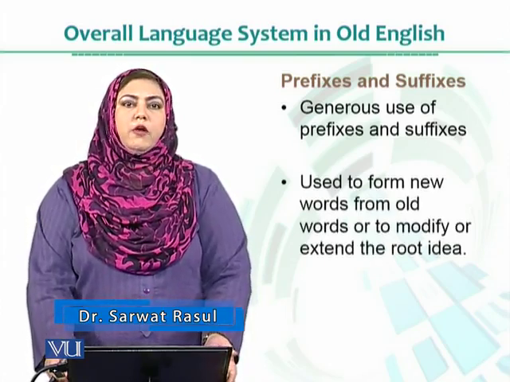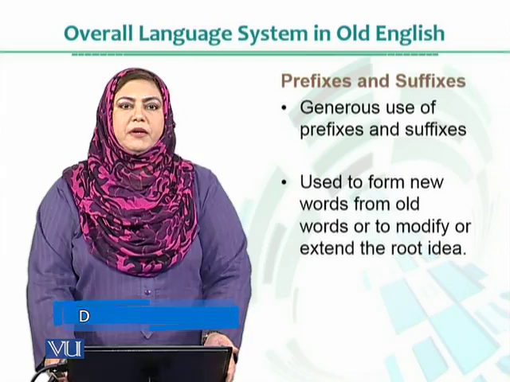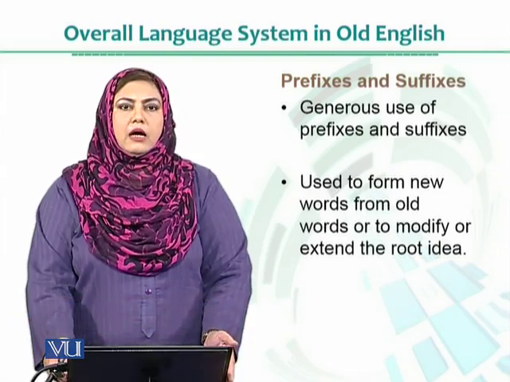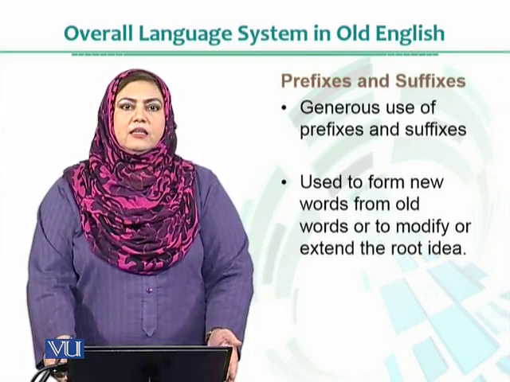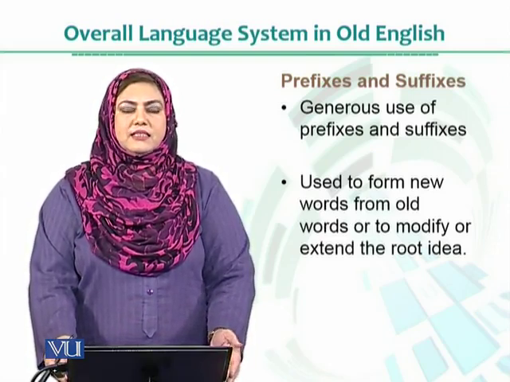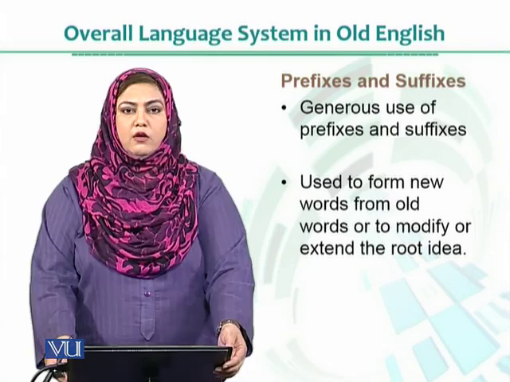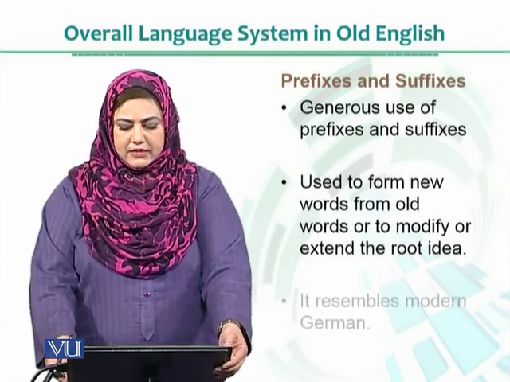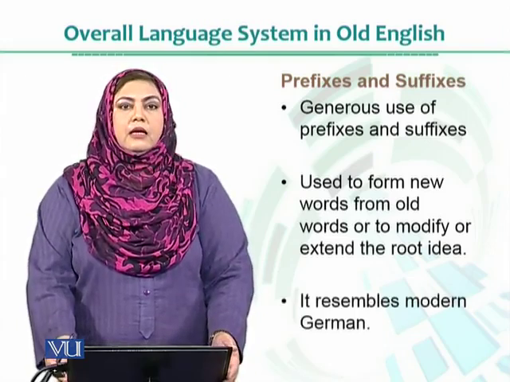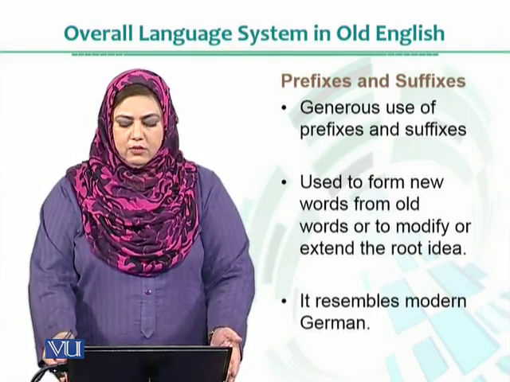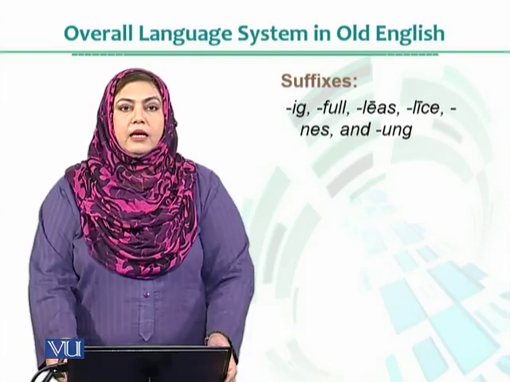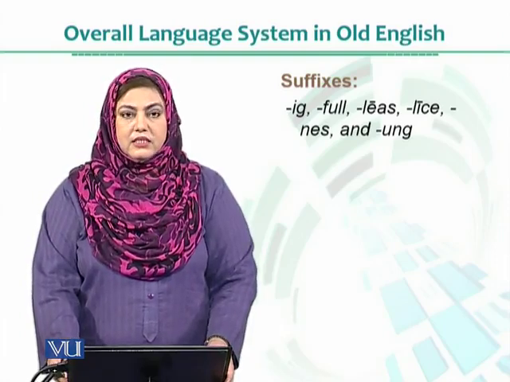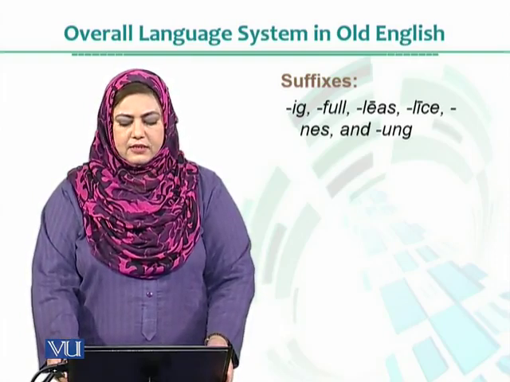These were used to form new words, to give shape and form to other words that were already existing in the language by adding certain prefixes and suffixes, thus giving them new shapes and forms as well as new meanings. In this characteristic, Old English resembles modern German. Here are some examples on the screen. These are the examples of suffixes.